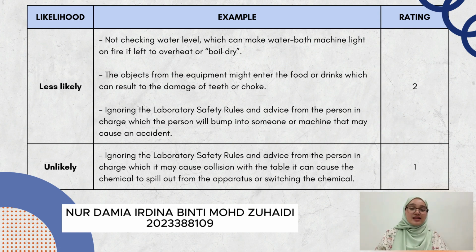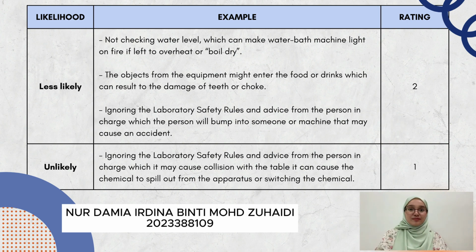All three hazards and risks have ratings of 2. Lastly, the hazard or risk which is unlikely to occur is ignoring the laboratory safety rules and advice from the person in charge, which may cause collision with the table or cause the chemical to spill out from the apparatus or switching the chemical. It has a rating of 1, meaning that the probability of the hazard or risk to occur is very low.